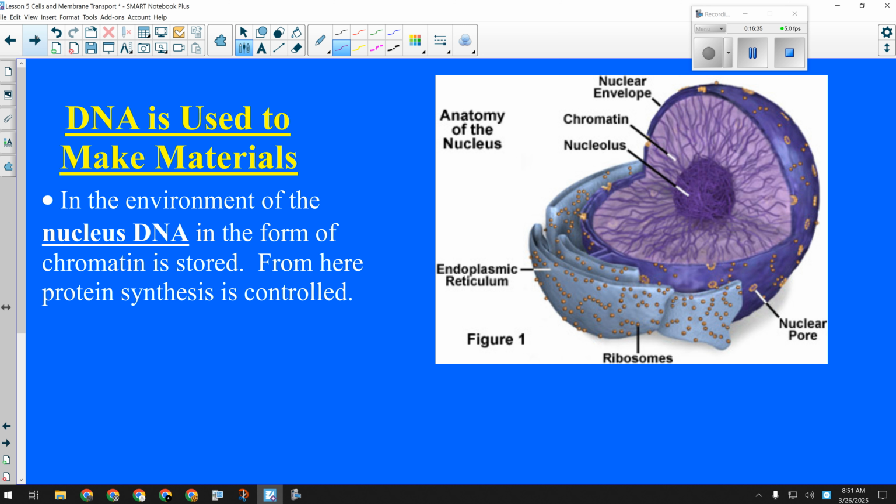Now, it does say that from here, protein synthesis is controlled. And the reason it says that is because the nucleolus is in the nucleus. It's actually the nucleolus that does this. So for this sentence here, this is actually the function of the nucleolus.